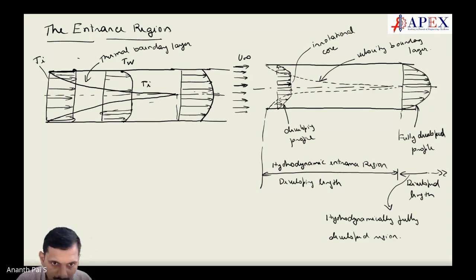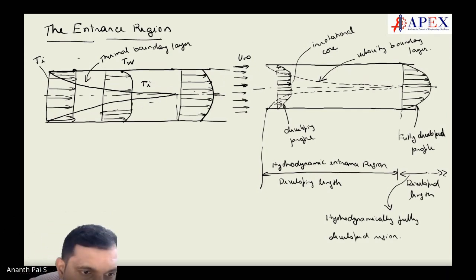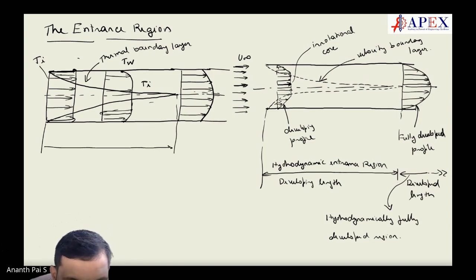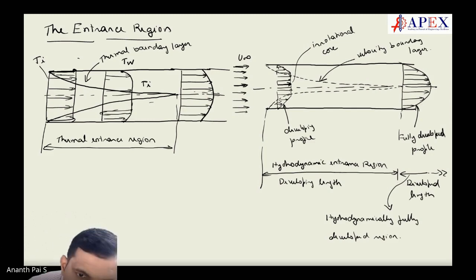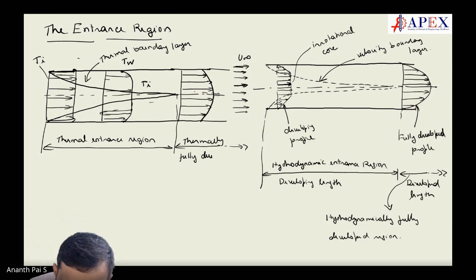Here, this is called the thermal entrance length, or entrance region, and this is the thermally fully developed region in the pipe. Very important to understand this.